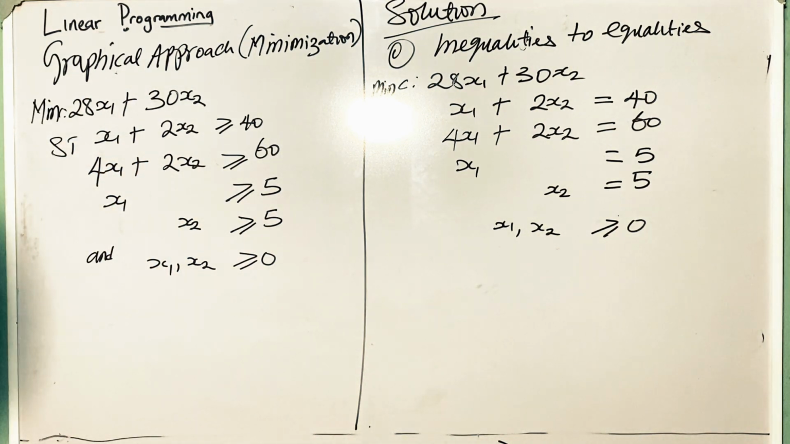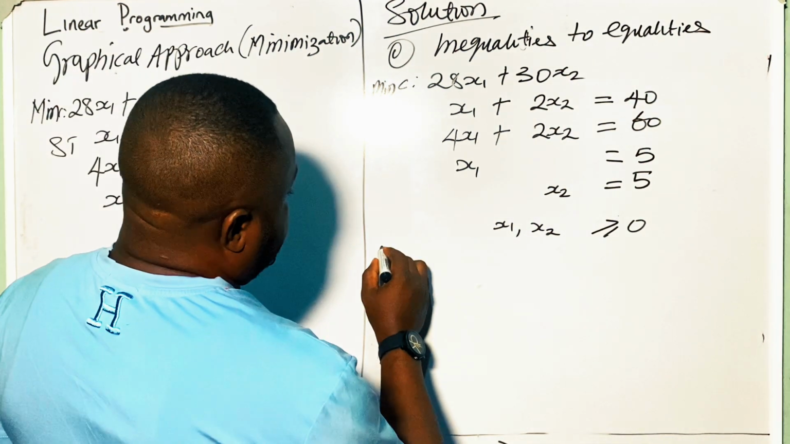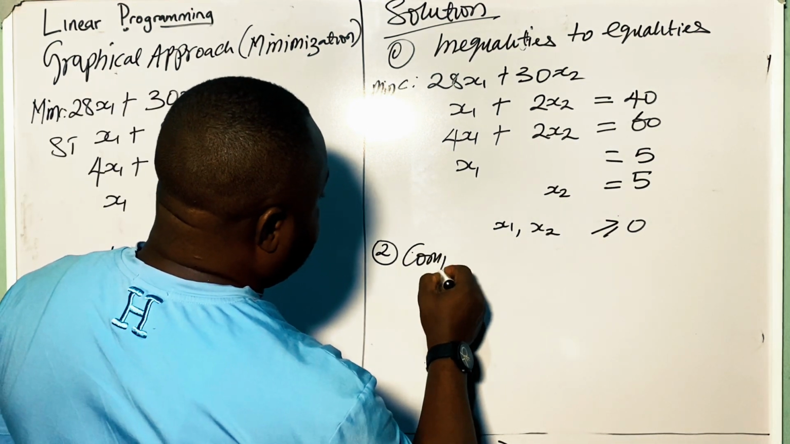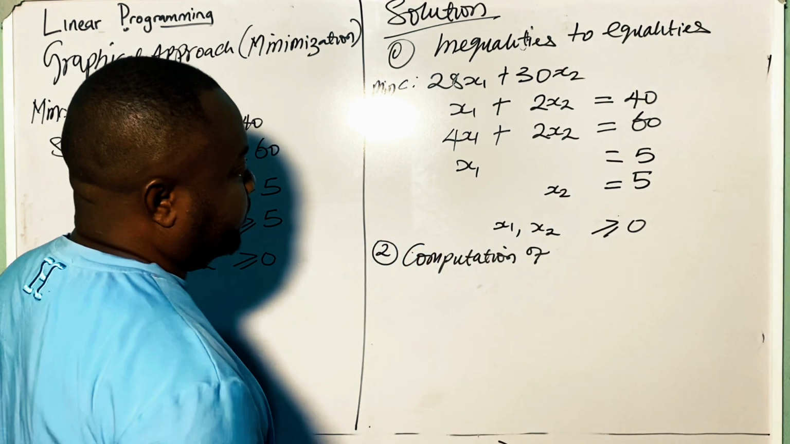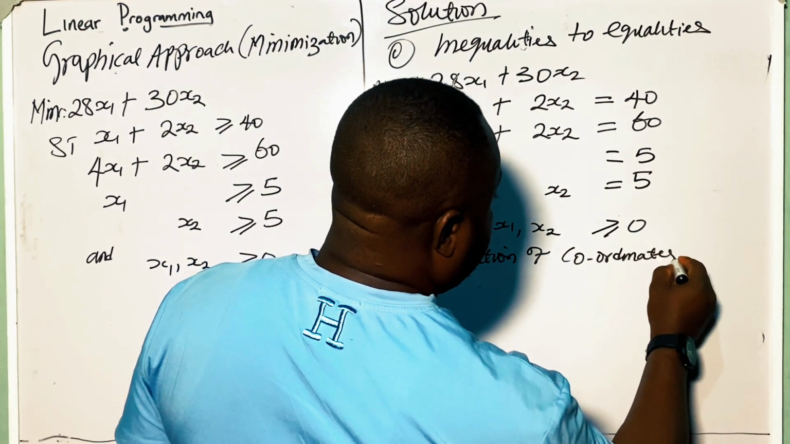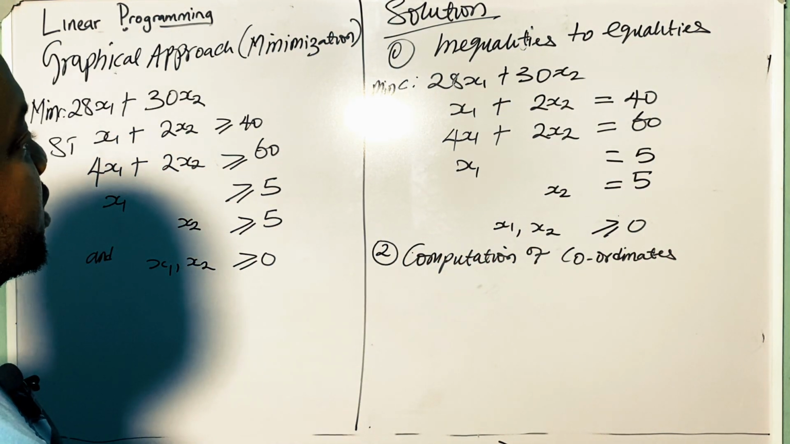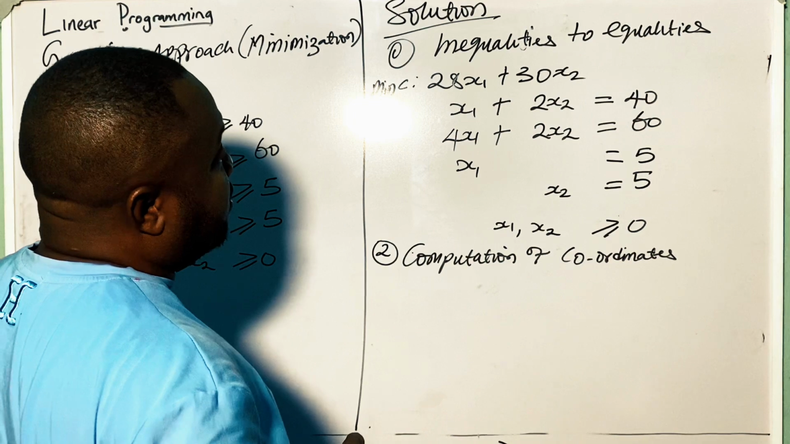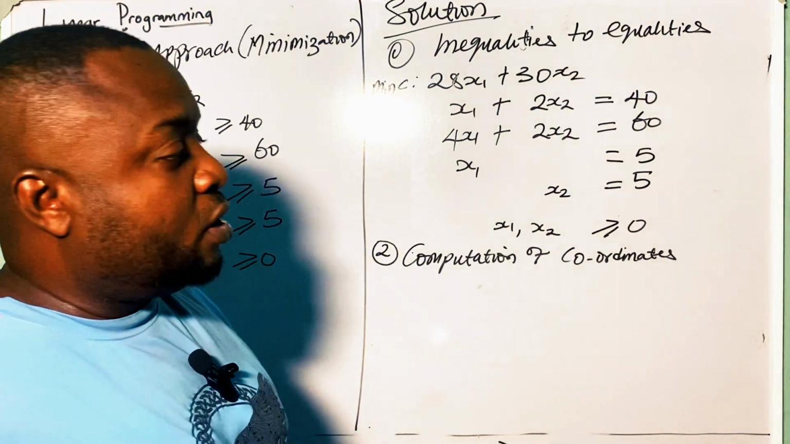So, having standardized, the next step will be to compute our coordinates. The second step is the computation of coordinates. Computing the coordinates entails holding one decision variable constant, which translates to holding it at 0, and determining the value of the other one.